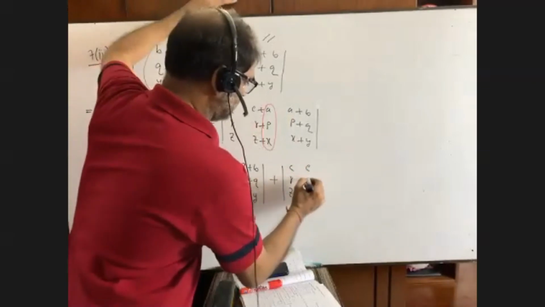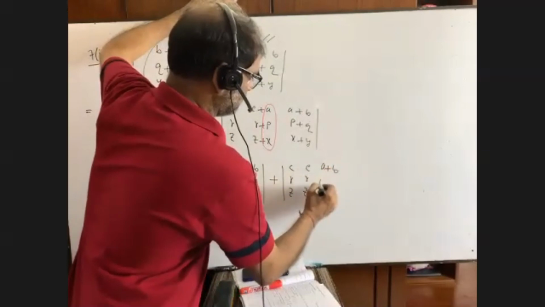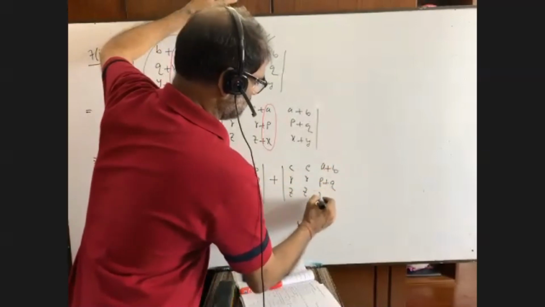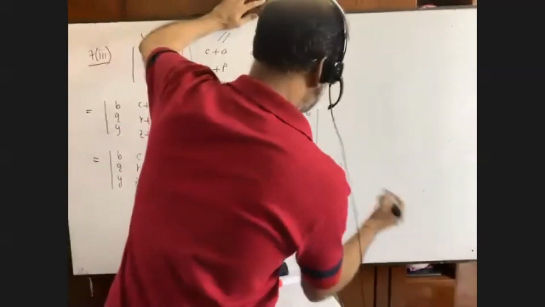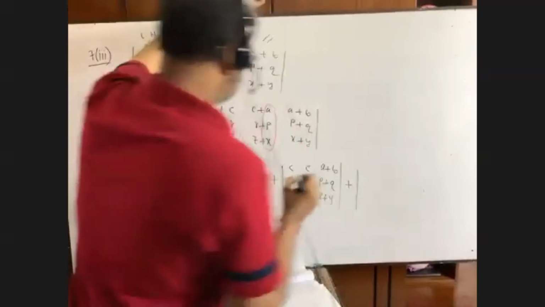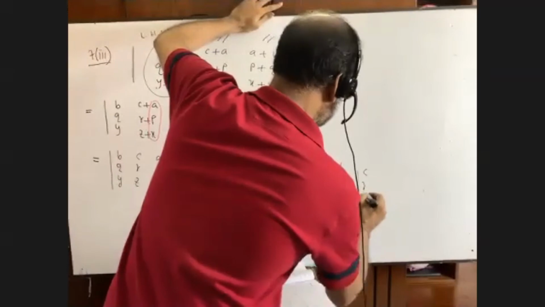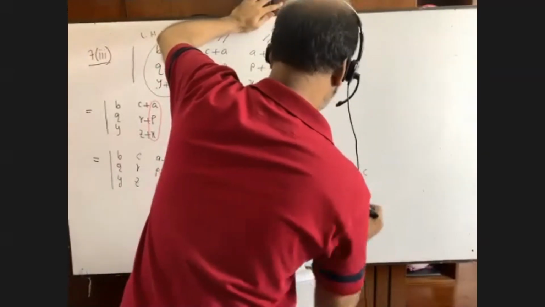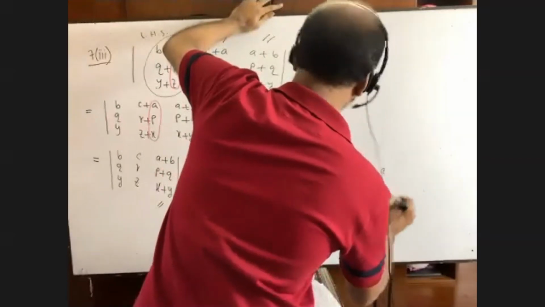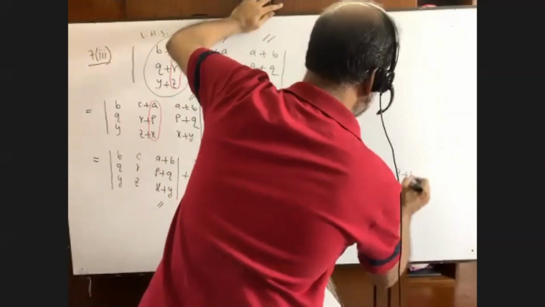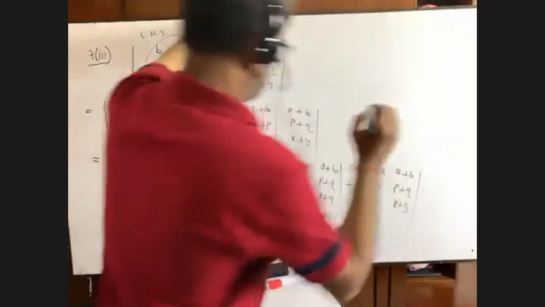It is also CRZ. It is what? A plus B, P plus Q, X plus Y. Okay, I am doing it. Then I will tell you C R Z. Okay, APX, A plus B, P plus Q, X plus Y. Let me know which one.